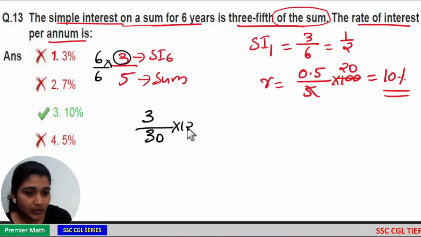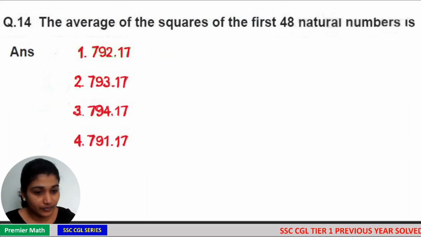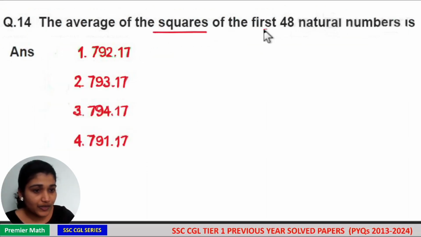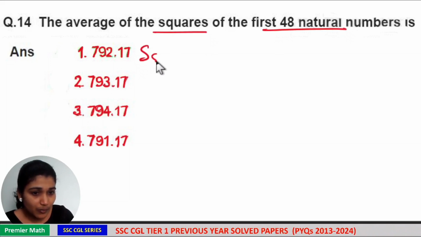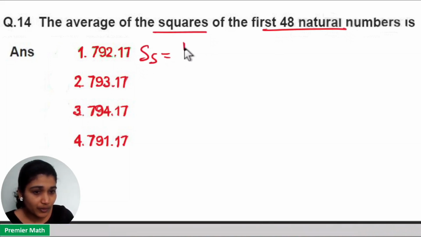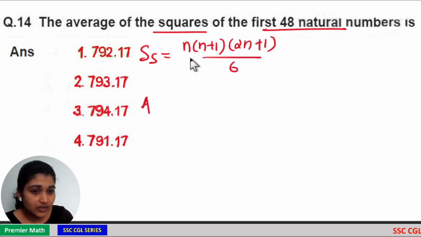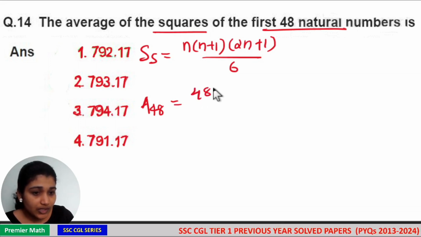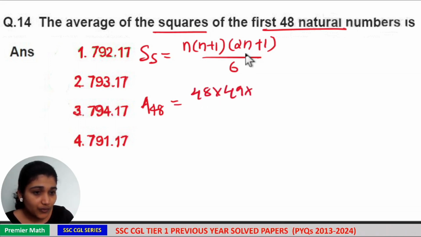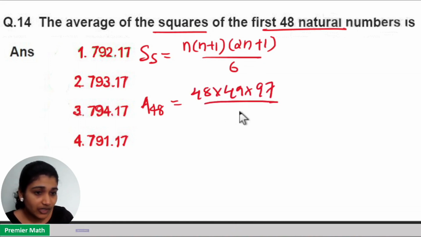So 3 by 30 into 100 is equal to 10%. The average of squares of first 48 natural numbers is. Here the sum of squares of natural numbers formula is n into n plus 1 into 2n plus 1 divided by 6. Then average is sum divided by 48. So the sum of squares of 48 natural numbers is 48 into 49 into 48 into 2 is 96, so 96 plus 1 is 97, divided by 6.